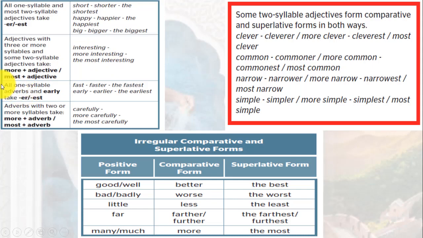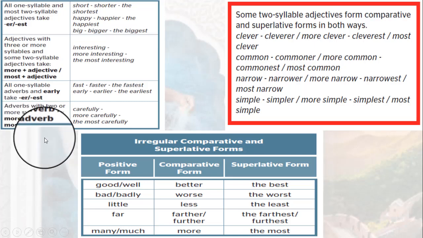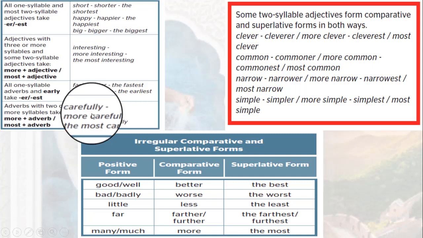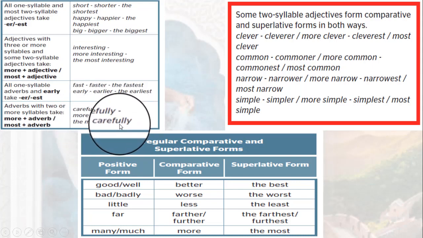Note also that all 1-syllable adverbs, and early, take ER and EST to get the comparative and the superlative. We also use more and most, and less and least, before adverbs to get their comparatives and superlatives. For example, carefully, more carefully, and the most carefully.